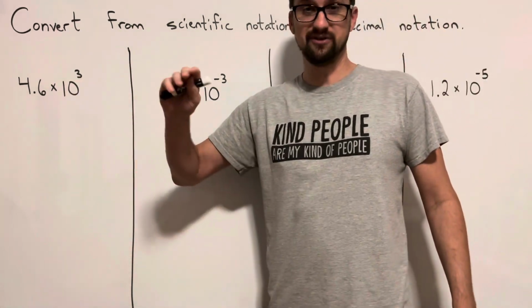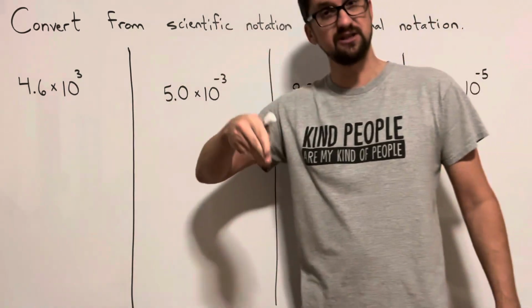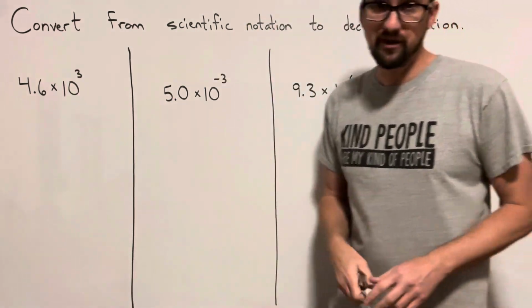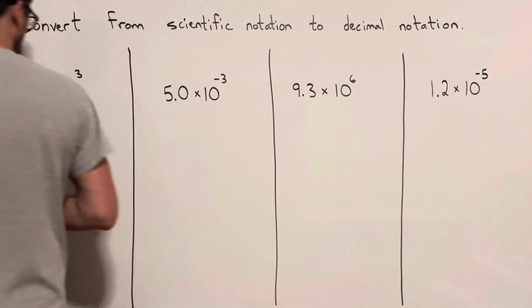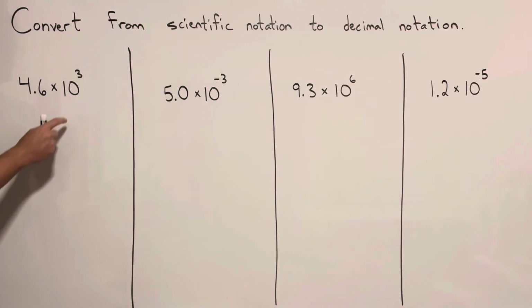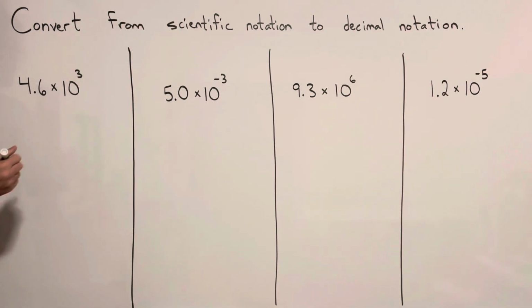That's like taking 4.6 and multiplying by 10 three times. So 4.6 times 10 times 10 times 10, you're going to end up with a pretty big number. So what you do, this exponent on the 10 tells you how many places the decimal moves. And now since we're multiplying by 10, it's going to create a fairly big number, and it's going to move the decimal place to the right.